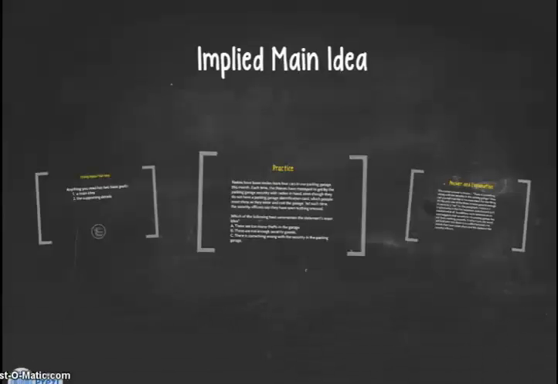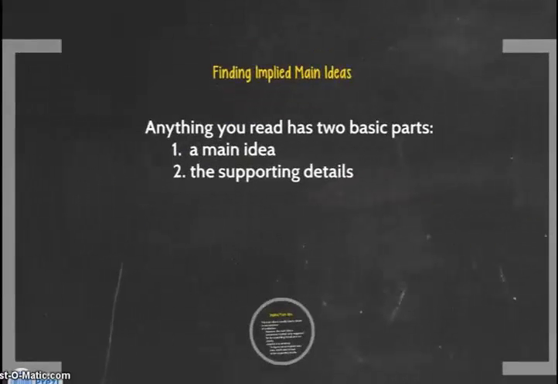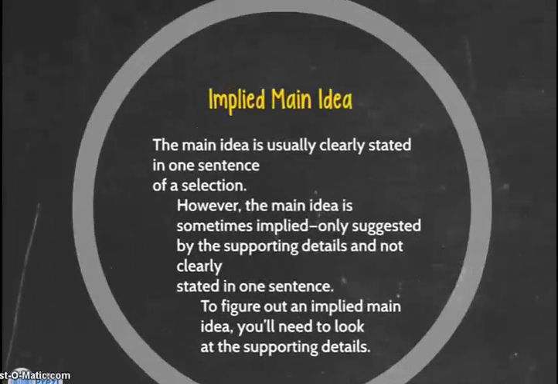Alright guys, today you're learning about implied main idea. So finding the implied main ideas: anything you read has two basic parts, a main idea and supporting details. But sometimes the main idea is a complete sentence clearly stated. Other times the main idea is implied, meaning it's suggested by the supporting details, it's not clearly stated in one sentence. So to figure out the main idea, you're going to need to look at all the supporting details, and then you can find that implied main idea.